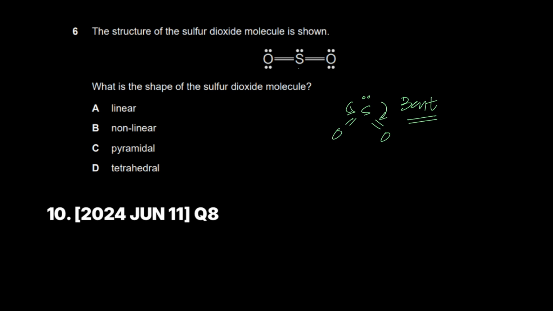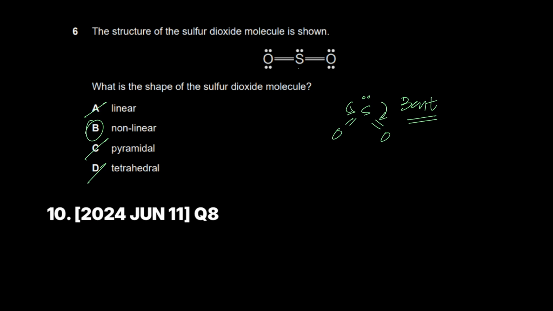This is my central atom. You look at the central atom and the lone pairs on the central atom. You just push it. It can't be linear. If there's a lone pair, it can never be linear. So not linear, not pyramidal. How can it be pyramidal? There's no pyramid. It's not tetrahedral. It's non-linear. It's bent.